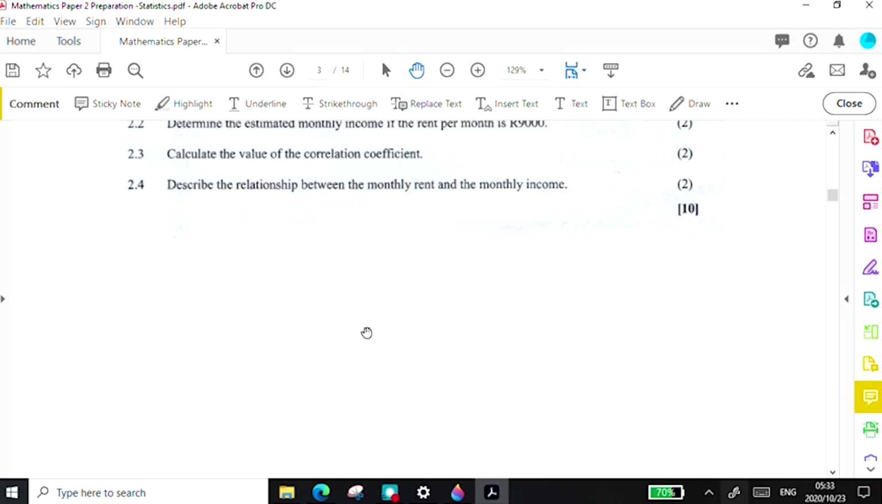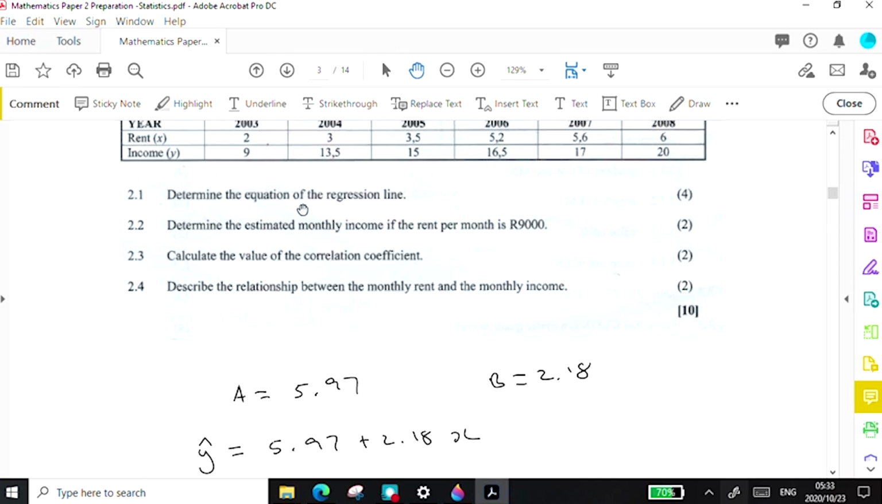So the A value for this data, we should get 5.97. For the B value, we get B equal to, which is number 2 of your calculator. The B value is equal to 2.18. We therefore have Y estimate is equal to 5.97 plus 2.18 times X, which is the equation of the regression line.